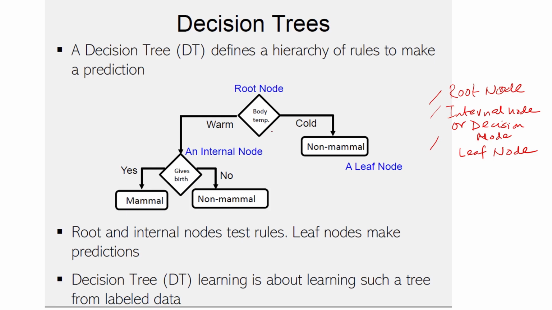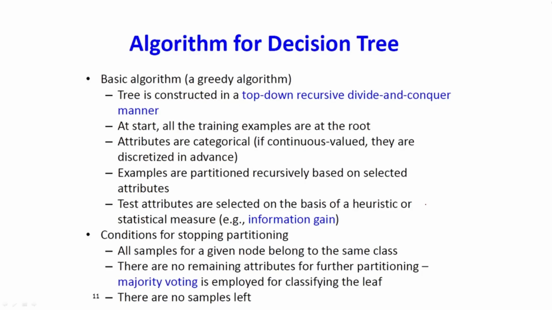Here you have classified mammals based on body temperature, warm or cold, and warm has two parts. If it gives birth, then we can call it a mammal. If it does not give birth, then it is called a non-mammal. There are a lot of non-mammals like snakes, which do not give birth; the young come out of eggs. It also includes turtles and other animals. But humans or monkeys give birth, that is why they are called mammals. This is a very simple example where we can explain the root node, internal node and leaf node.